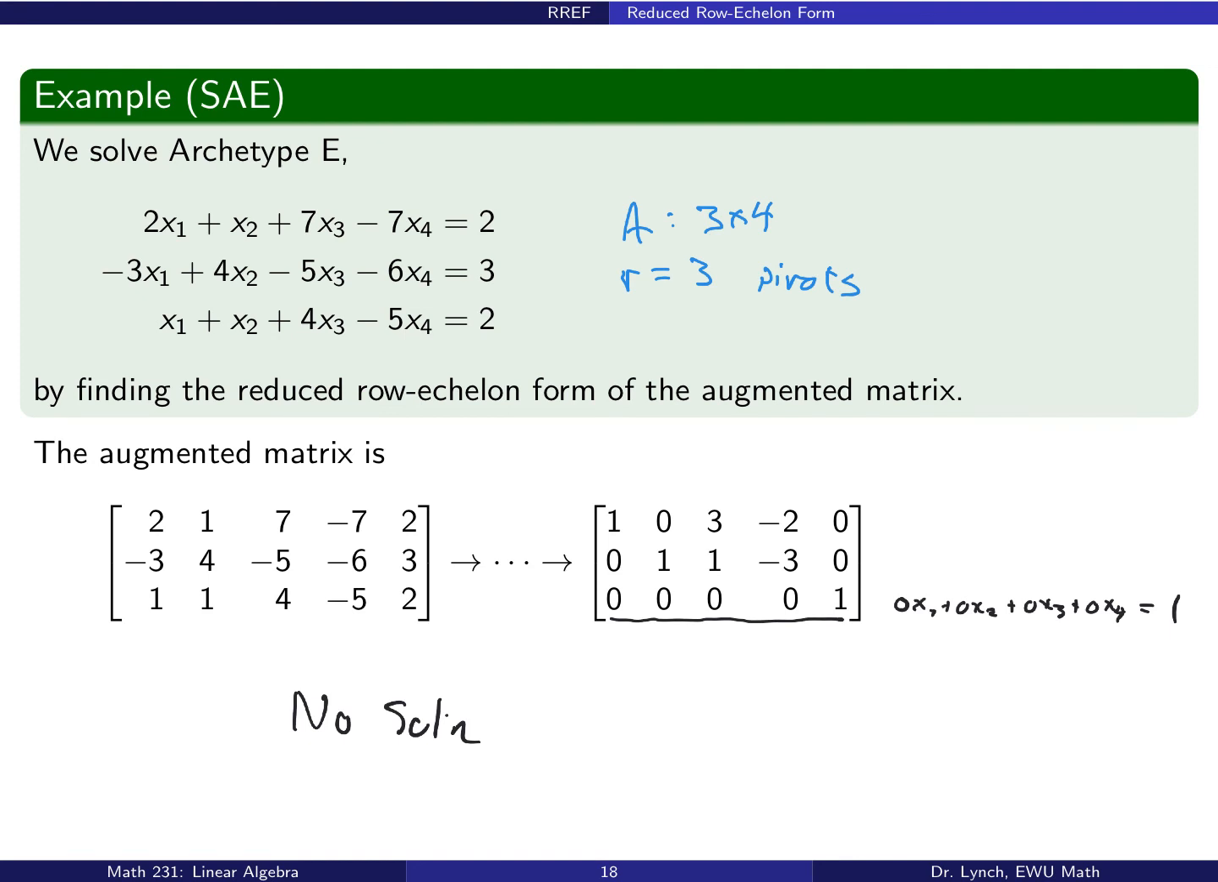As it turns out, there's a very special relationship between pivot columns, the augmented matrix, and whether an equation has solutions or not. And we'll see that next time.